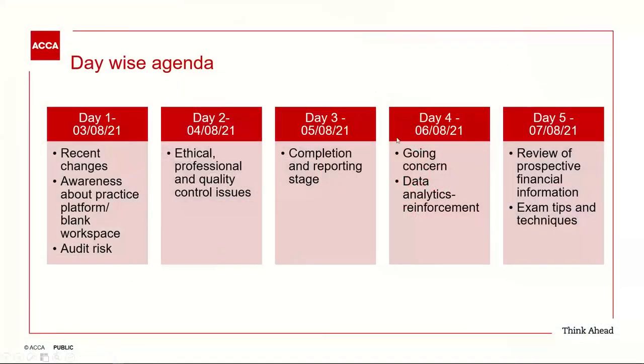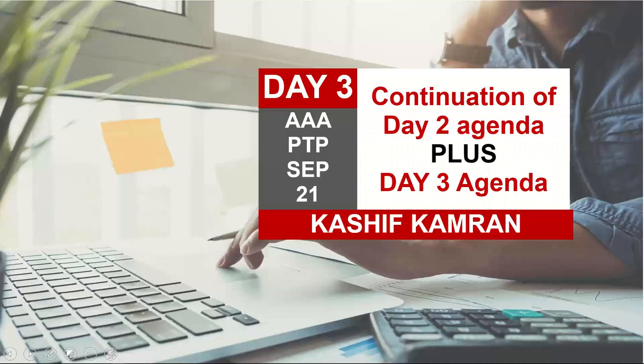Now, the agenda for day 3, the 5th of August, is the completion and reporting stage. But just before we start the completion and reporting stage, we have some uncompleted agenda from day 2 yesterday, where we were discussing the quality control issues. So I'll start first with the incomplete agenda from yesterday, and then I'll pick up the day 3 agenda. So that's what I am focusing on for day 3, the continuation of the day 2 agenda plus the day 3 agenda.